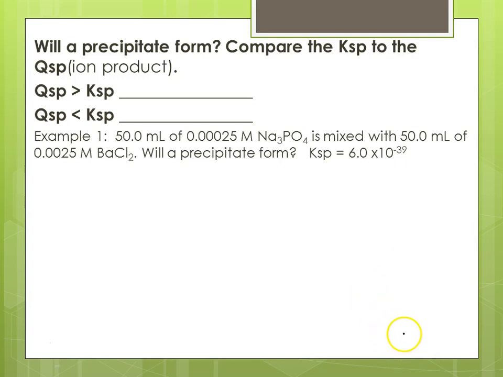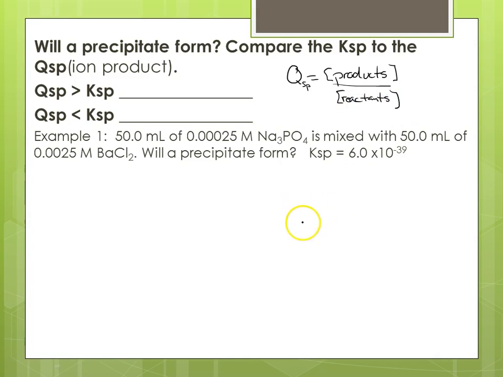So now we've talked about Q before when we did equilibrium. It's kind of giving you an idea of where you are in relationship to the equilibrium position in relationship to K. So again, we're going to have to compare K to Q. And in this case, we're looking at QSP versus KSP. And just like every other Q expression that we've set up, and every other K expression we've set up, the QSP is set up by doing products over reactants. Okay.